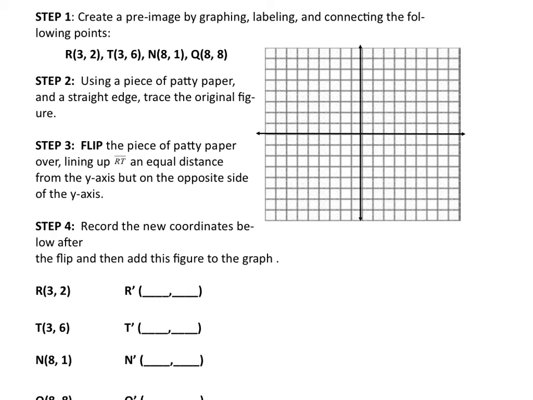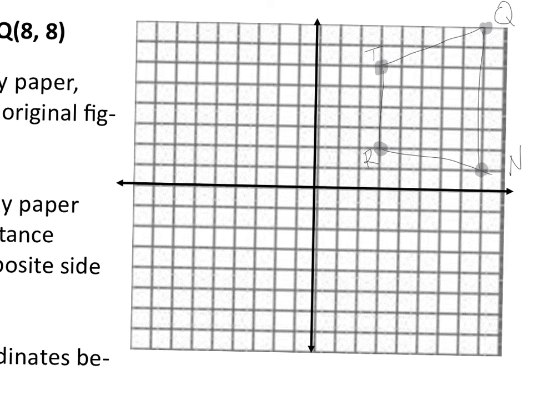Now we're going to take a look at example 2 on page 27. We're asked to create a pre-image by graphing, labeling, and connecting the following points. Go ahead, pause the video so that you can make your figure. Ta-da! And yours better look a lot better than mine does, given that I did not use a straight edge and you did. And once again, we're asked to use patty paper, so if you can fit a third figure on there, great. If not, don't worry about it. You can use another sheet of paper, or you can just do the counting method that we did.